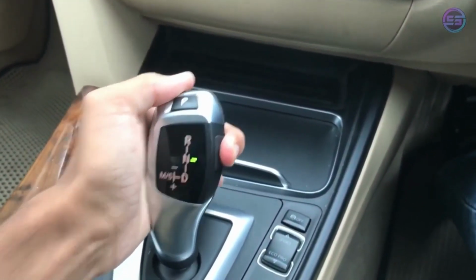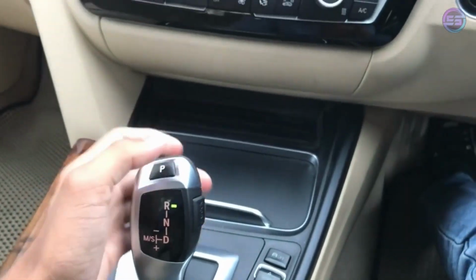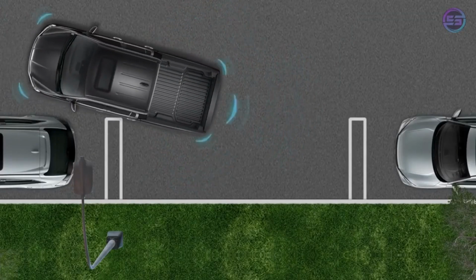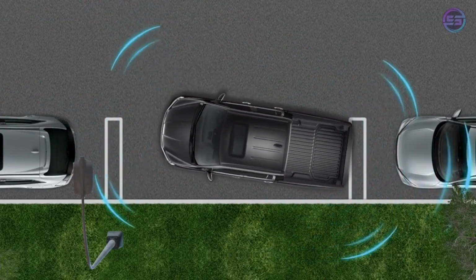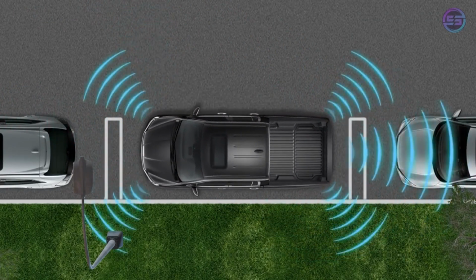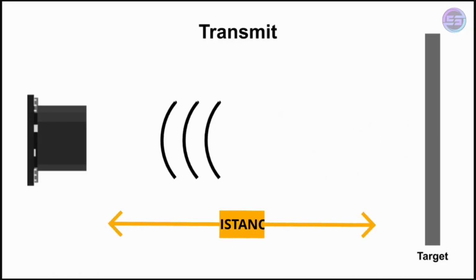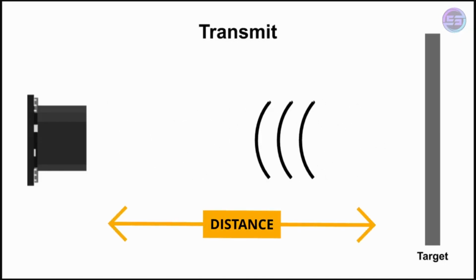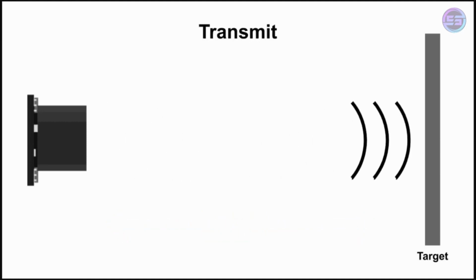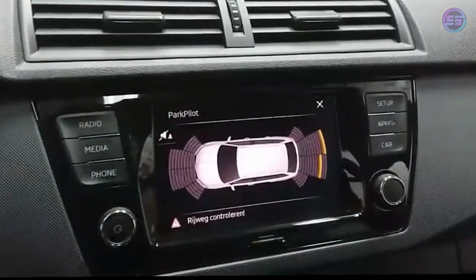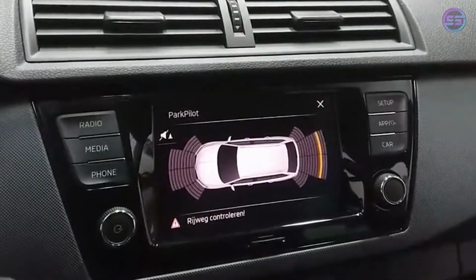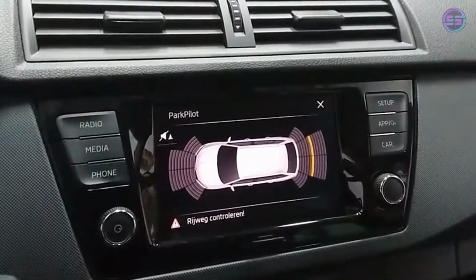When the driver engages reverse gear, rear parking sensors get activated automatically and send ultrasonic waves. When these waves hit a nearby object, they get reflected and are captured again by the sensors. This process measures the distance between the sensor and the object. This indicates to the driver the distance between the vehicle and the object with visual indication and sound on the dashboard for safe parking.